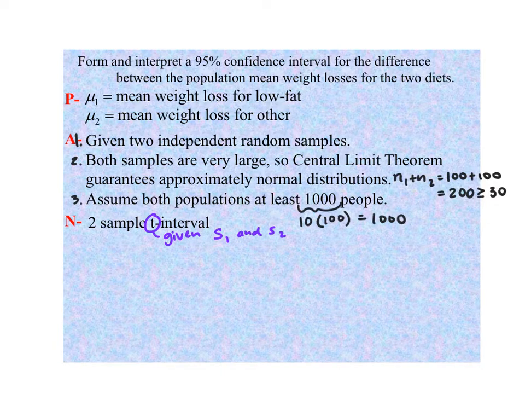As a side note, when would I use a Z interval? Well, if I'm given sigma 1 and sigma 2. So what's the difference between S and sigma? S is the standard deviation that you calculate from the data. The standard deviations sigma 1 and sigma 2 are given from the population.